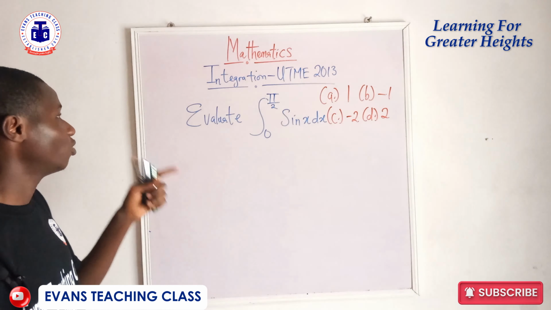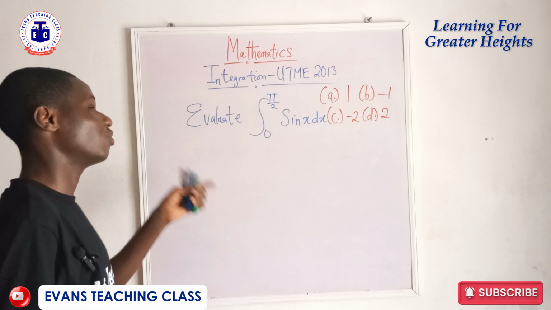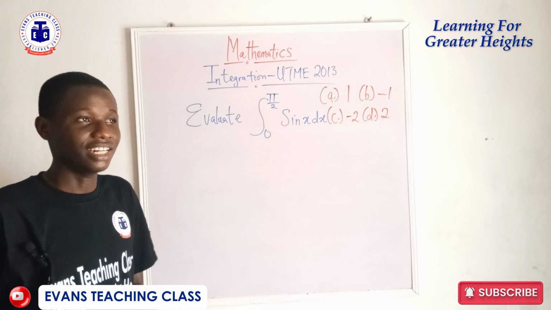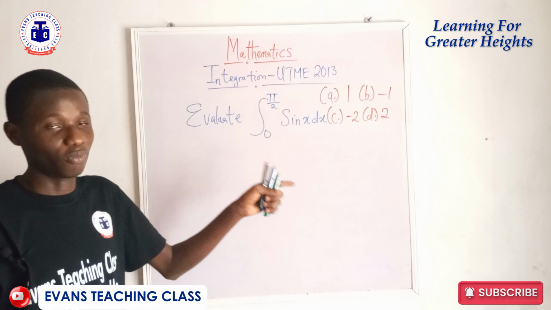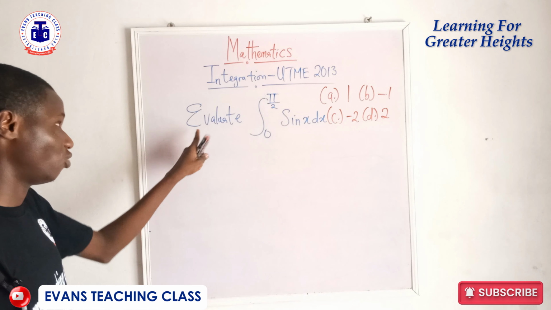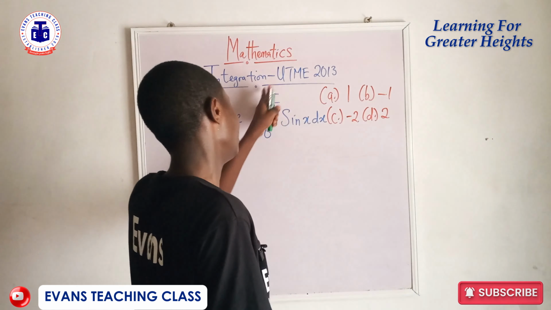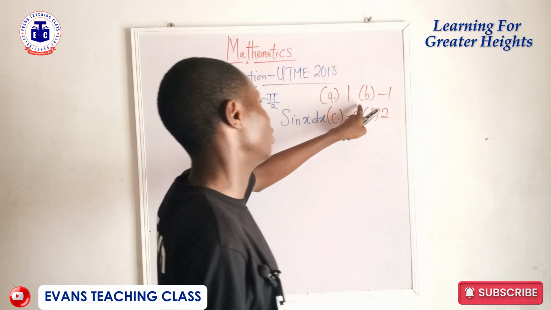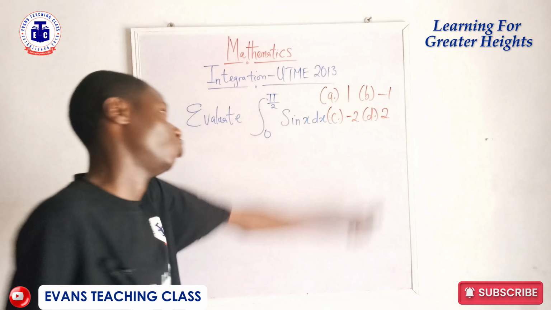Now, what we want to do today is integration. Now, look at this question. This type of integration is used for trigonometric identity. And the thing about this type of integration is that you must know what will happen. Let me try to tell you the question first. To evaluate the integration of sin x dx, from 0 to pi over 2. The options are: A is 1, then minus 1, 2, and 2.